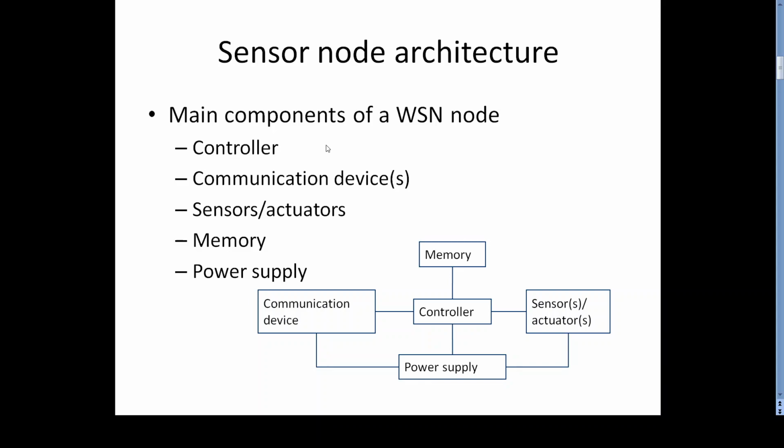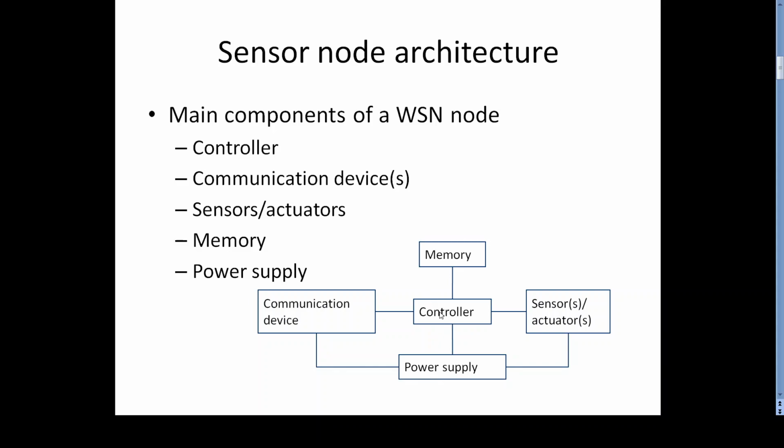Sensor node architecture. What are the main components we are going to use in a single node? We have controller, we have memory, sensors or actuators, communication device, and power supply. These are the main components.